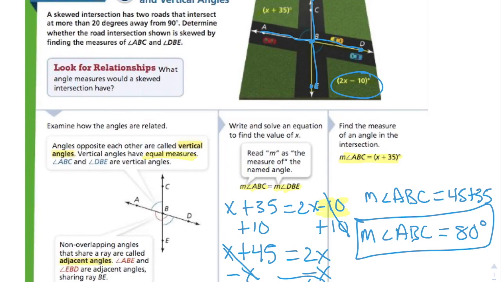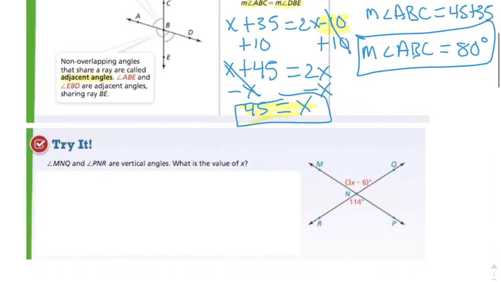And so now going back up to my original question, we want to see, is it skewed? And we determine that by saying it's 20 degrees away from 90 degrees. So since 80 degrees is within that 20 degrees of 90, the road intersection is not skewed here. All right, let's try another one.